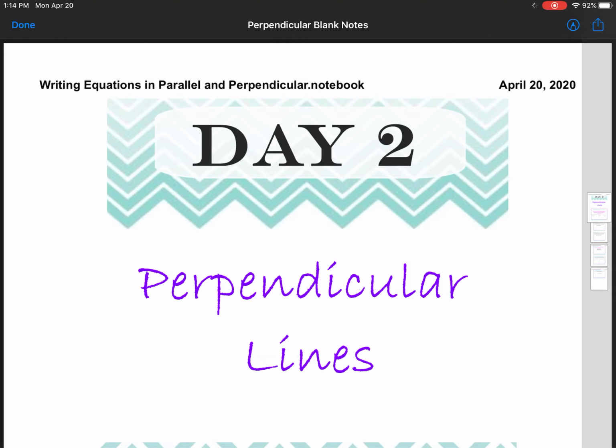Hello guys, hopefully you were able to complete the parallel lines notes pretty well yesterday. Today we're talking about perpendicular lines.